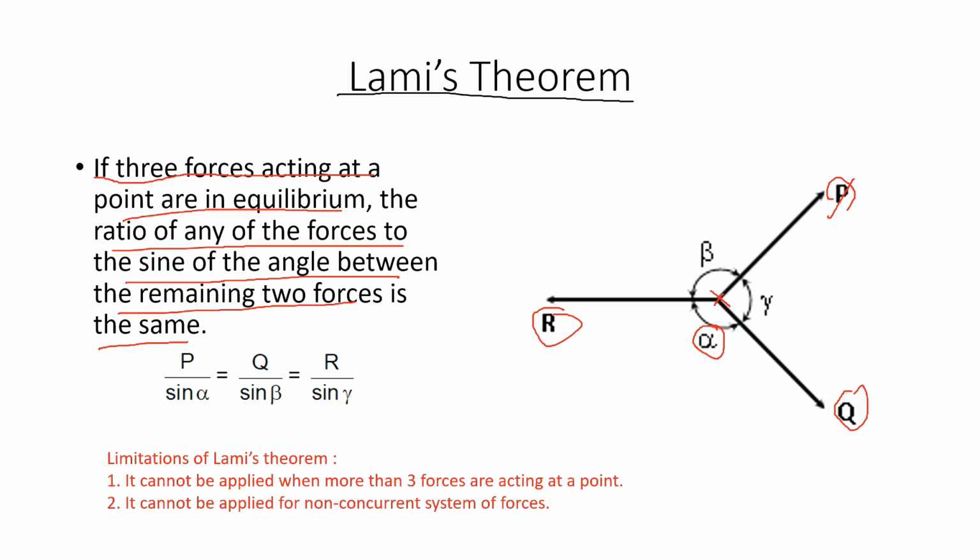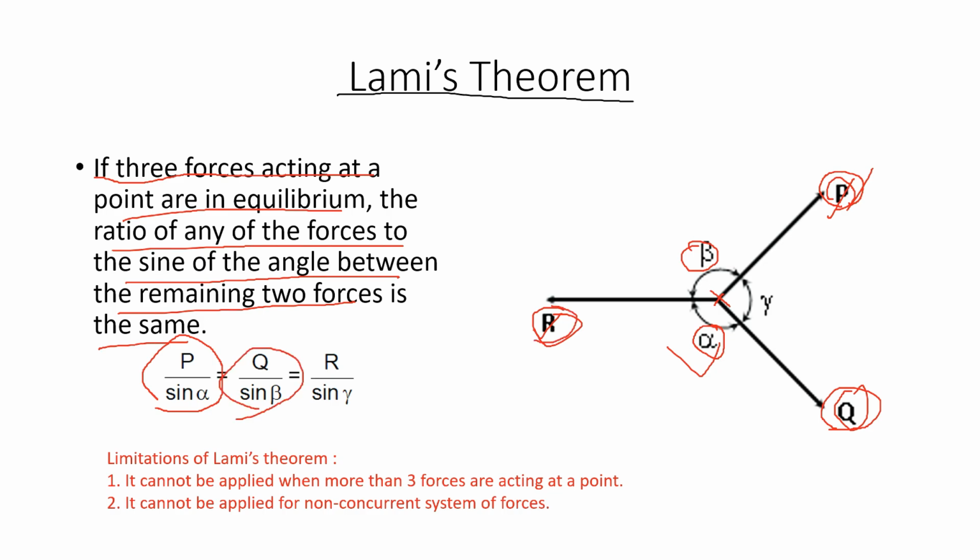So how do we remember this? P, suppose I take P as the first force, then opposite to P, which angle is there? The angle made by R and Q, that is angle alpha. So P upon sine alpha, that is the first ratio. The second force is Q. Now when the force is Q, what is the angle made by the other two forces? That is the angle made by P and R, which is beta. Then Q upon sine beta.